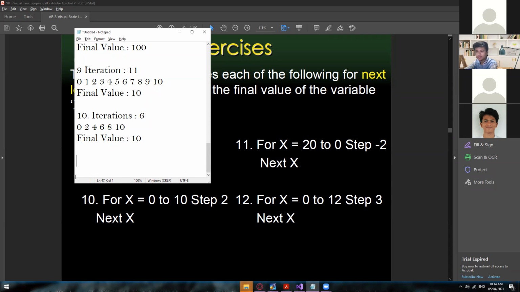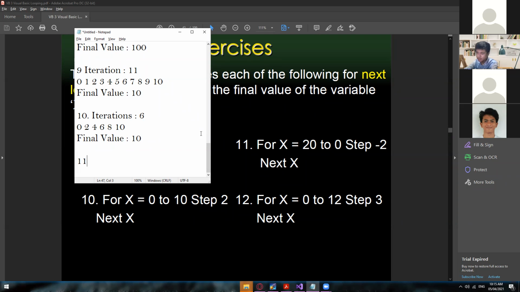Okay, so are we clear, guys, in number 10? Or any questions so far before we proceed to number 11? Hello? Were you guys still there? Yes, sir. So are we clear with number 10?